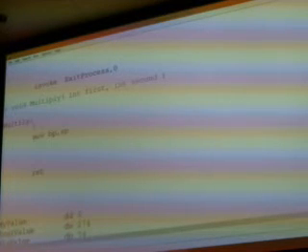Actually, we have to push BP and save it. So here we're going to push BP, because someone else might be counting on BP. Okay, so we can't just alter these registers and not put them back. So we push BP, and now we've got to pop BP, right?